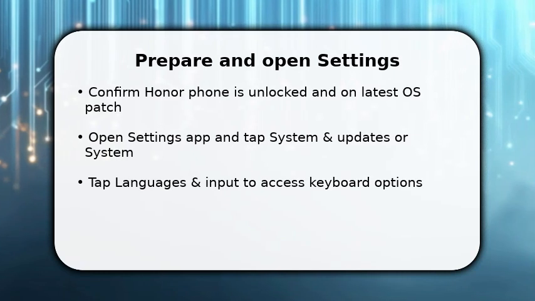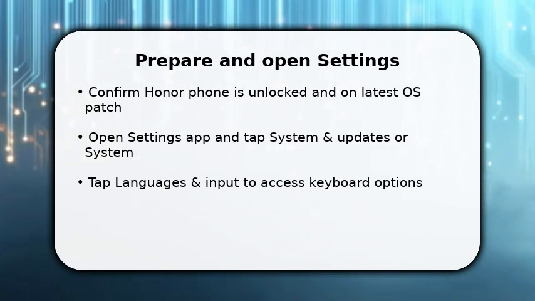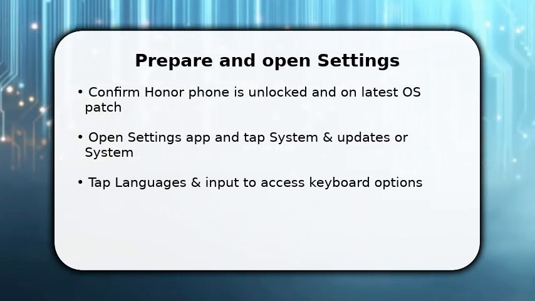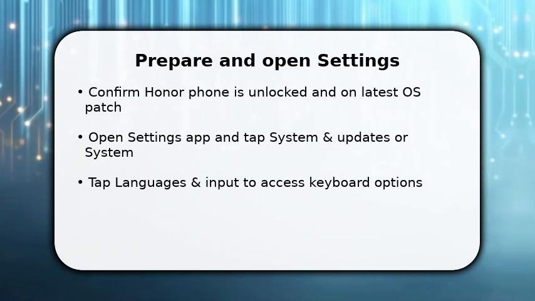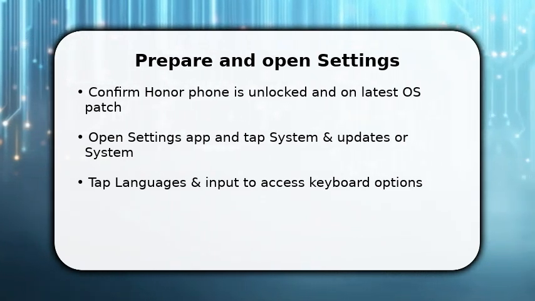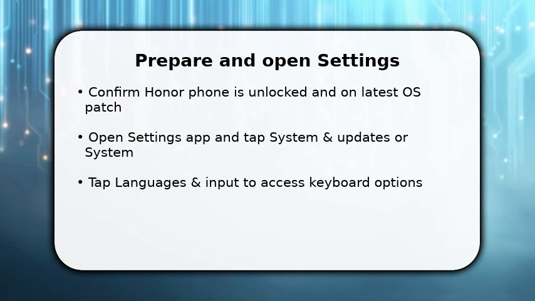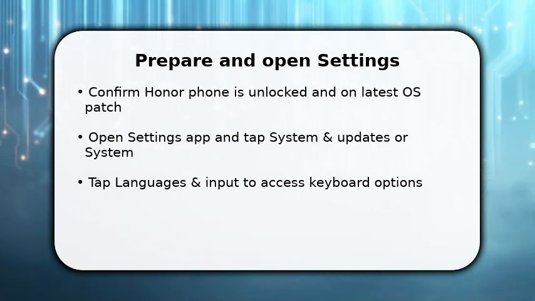You start by confirming the phone is powered, unlocked, and on a recent system build so keyboards install cleanly. Once ready, open Settings and tap System or System and Updates. This path groups language and input controls.